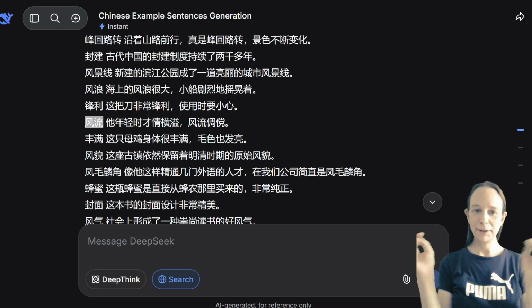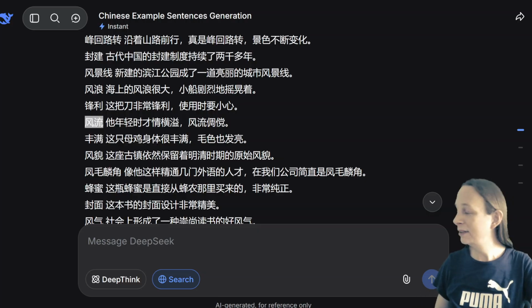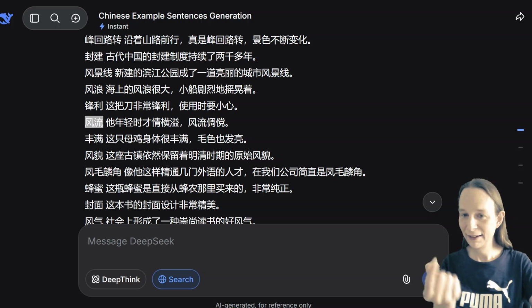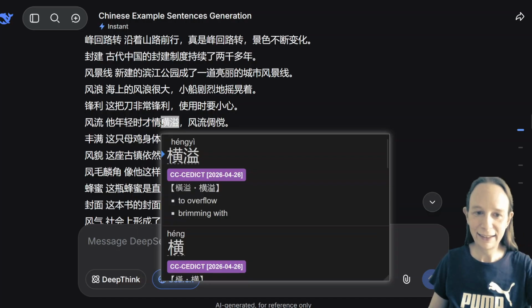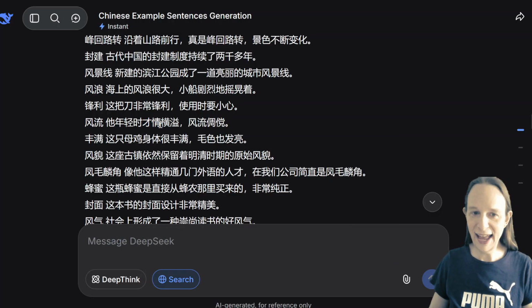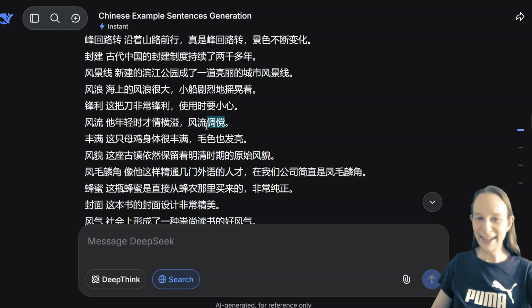风流. I don't know. 风流. Wind flow. Oh, no, it probably is just the flow of wind. Yeah, because wind is a not liquid, but fluid. Wind is a fluid. 风流. 他年轻时才情横溢. Is that a 成语? 才情横溢. All right, overflowing with 才 and 情, talent and emotions? I don't know. 风流. What is that character?